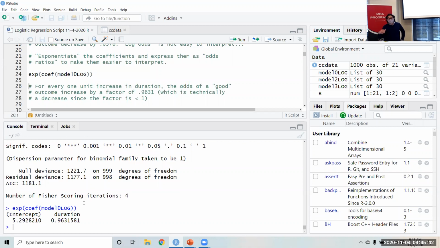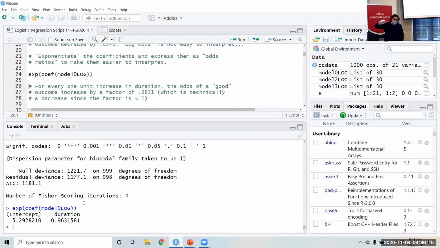So what this means now is we can interpret it, right? We have an odds ratio. So for every 1 unit increase in duration, the odds of a good outcome increase by a factor of 0.9631. And the note here is that this is technically a decrease since the factor is less than 1, right? So for every 1 month increased duration on the loan, you take the odds of successful repayment and you multiply it by 0.96315, right? What does that do? That chips away a little bit at that number, right?